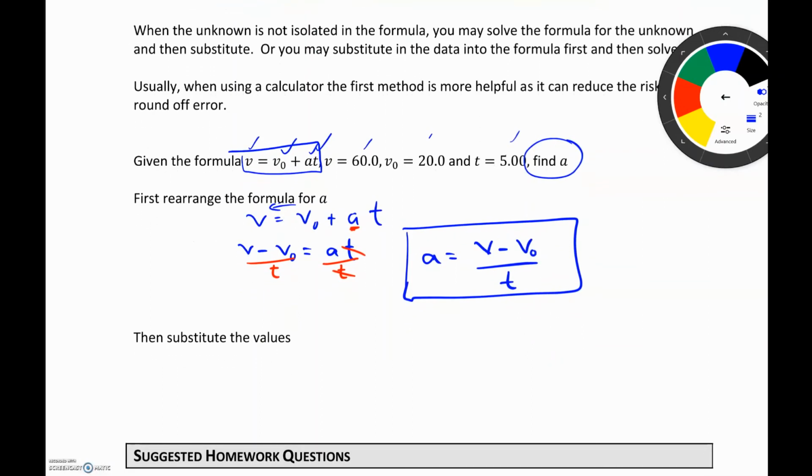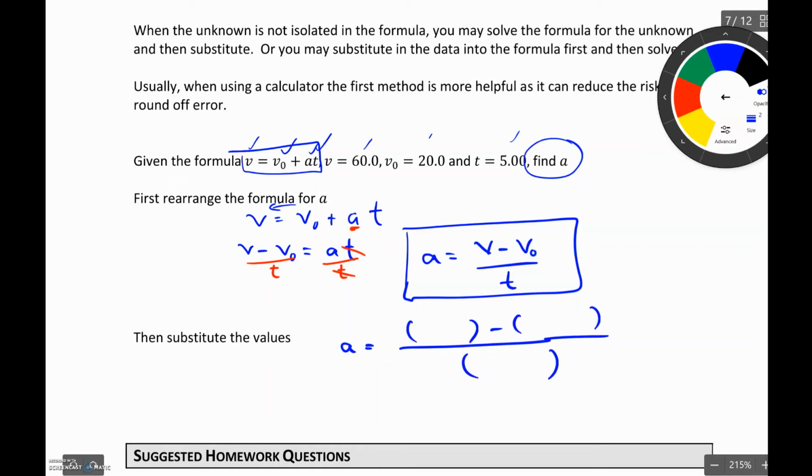So now we could plug our values in. So now we could say that A is equal to, as I said to you, I like to put my values in brackets and then divided by T. So V goes here, V0 goes there, and T goes there. So what is V? V is nothing but 60.0. V0 is 20.0, and T is 5.00.